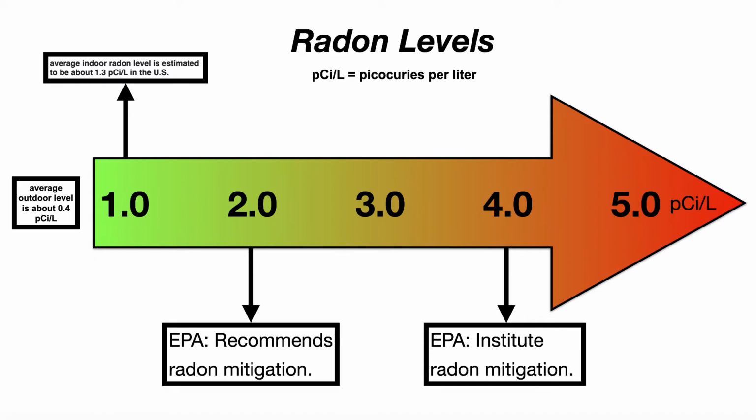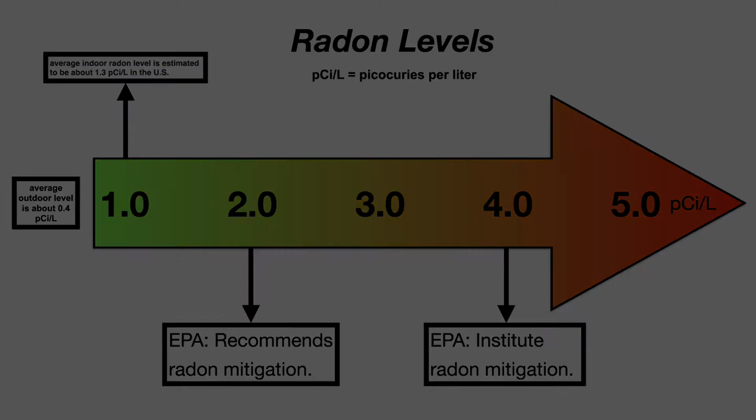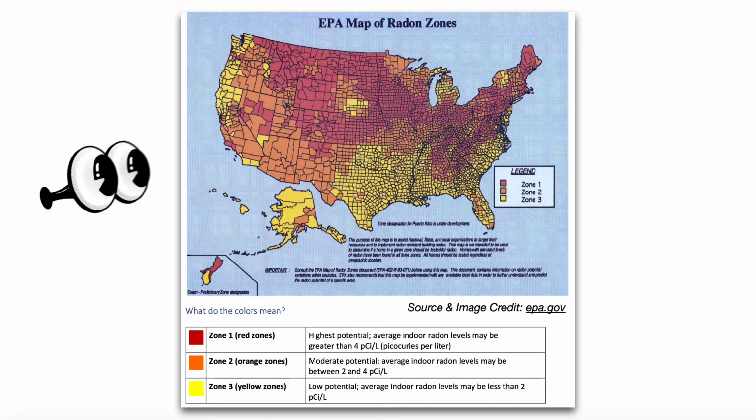The EPA recommends radon mitigation if you monitor levels at 2 picocuries per liter, all the way up to 4. Once you get to 4 picocuries per liter in your home, the EPA says you need to institute radon mitigation at that point. And obviously anything above 4.0 is very high and very serious, and obviously you will need to institute radon mitigation. So let's take a look at this EPA map of radiation zones here in the United States.